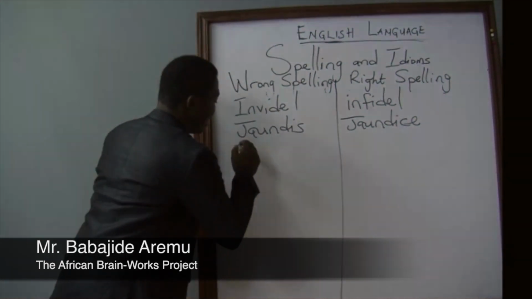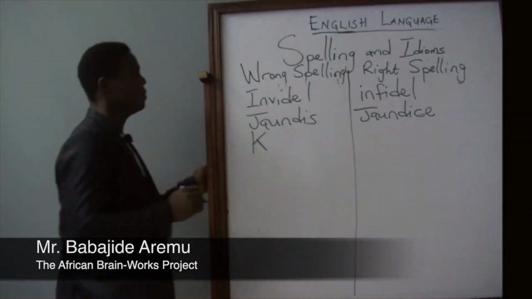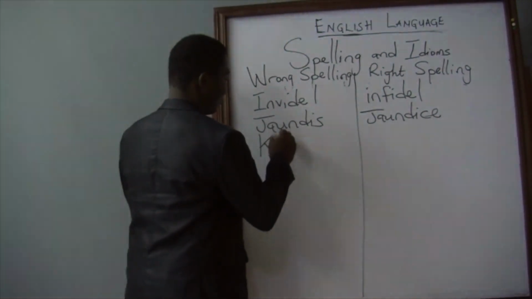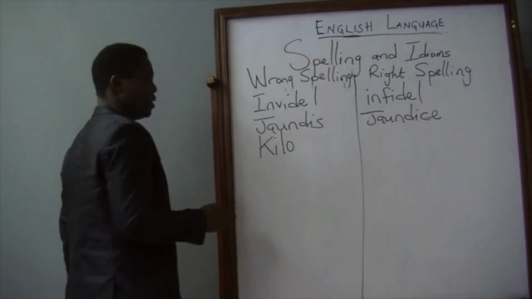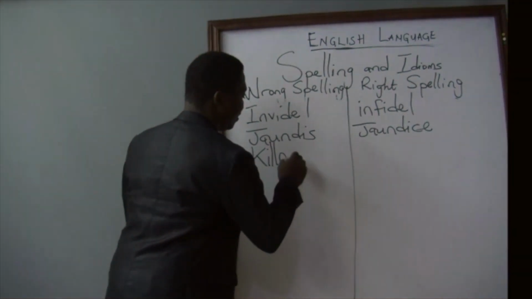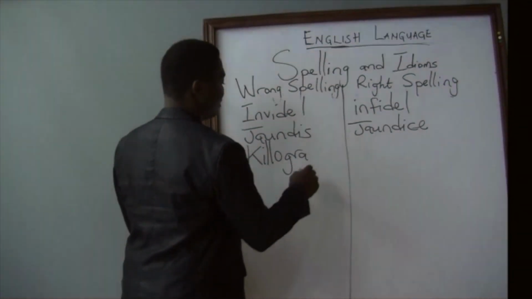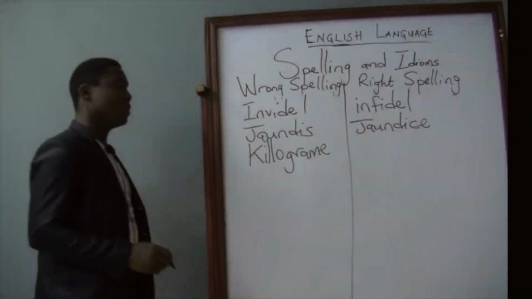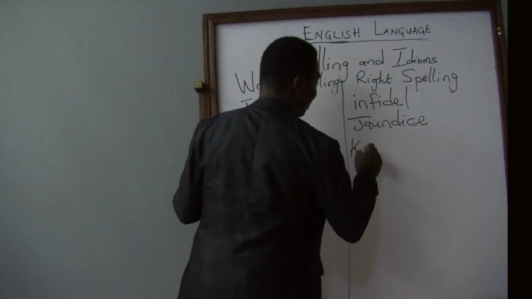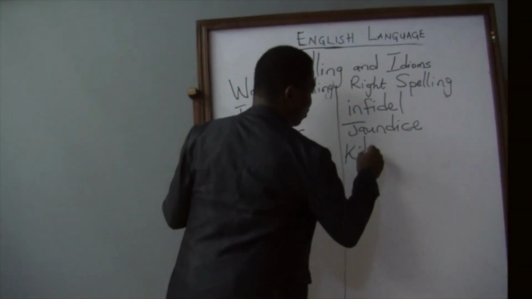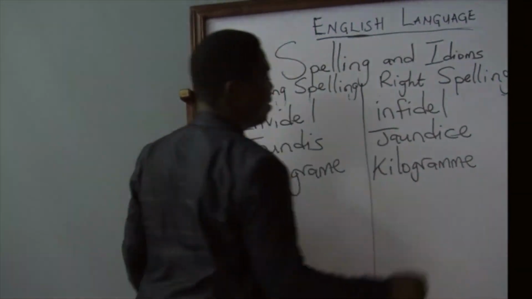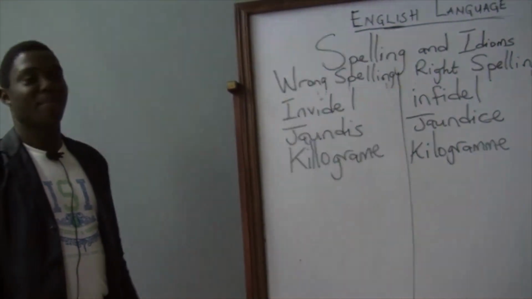Now, let us take K. And we are going to consider the word kilogram. Very often misspelled. Some will even add another L and spell it this way. It is a measurement or a kind of measure, but it is spelled K-I-L-O-G-R-A-M-M-E. And that is kilogram.